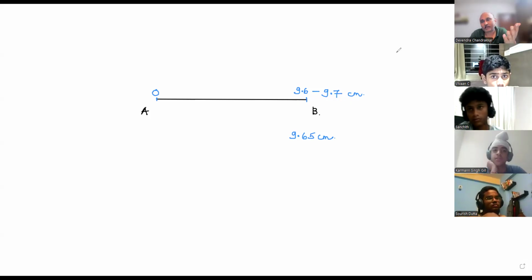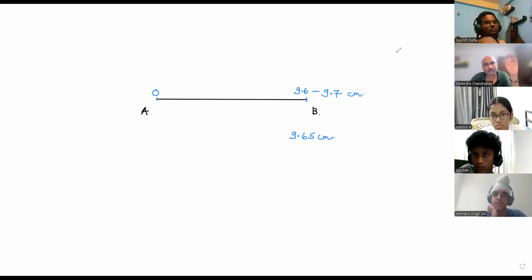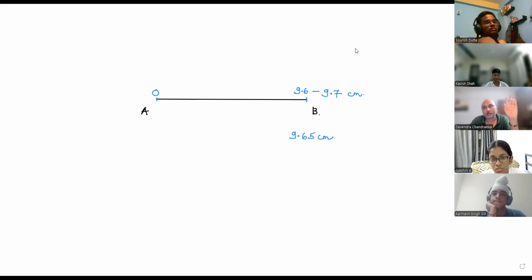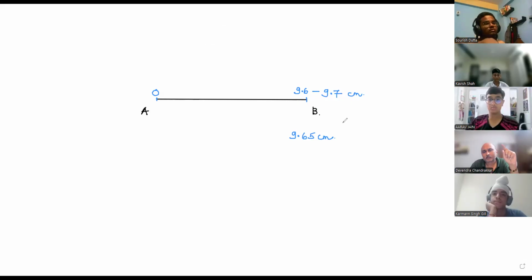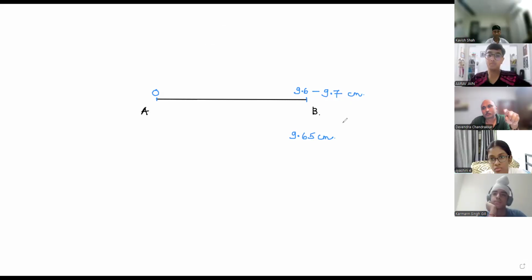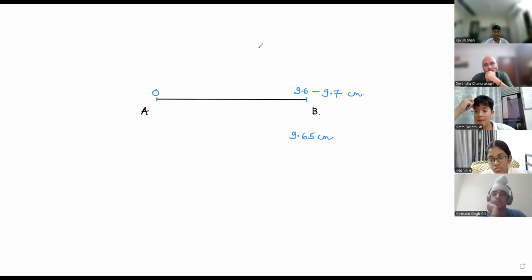To be more precise, should the answer be exact or approximate? Just a second. My question is, should we write it like this just to be more precise? No, sir. Why? I know it is greater than 9.6 and less than 9.7, but it can be 9.62, anything between.